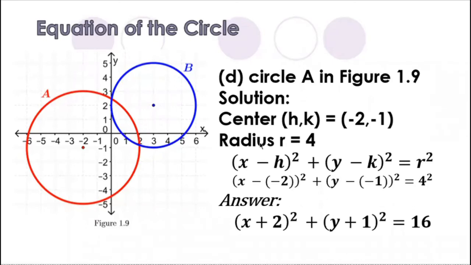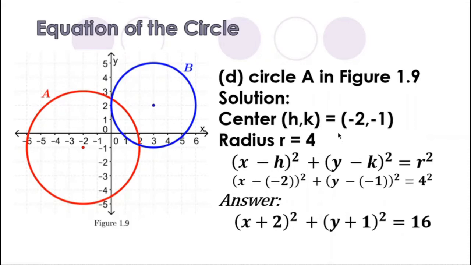Then ang radius r naman, pwede naman natin bilangin ang units. Pwedeng mula sa center, patungong kanan, patungong kaliwa, o patungong pataas. Ang gawin natin, pataas na bilang natin. So 1 unit, 2 units, 3 units, 4 units. So ang radius natin ay 4 units mula doon sa center.